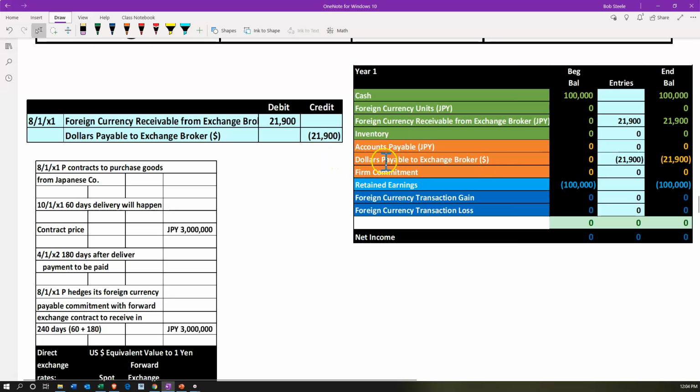Then we have the dollars payable to the exchange broker. That's going to be this liability. This is actually in dollars. So we're going to calculate the dollars here. Once we calculate it, it'll be there. It won't change until the end of this contract, until the end of the 240 days.